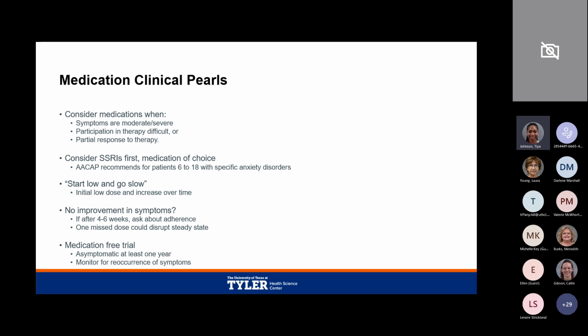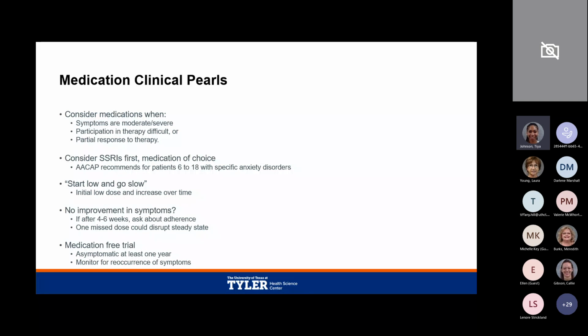Now, when it comes to medications, clinical pearls for medications, we're going to consider medications when anxiety disorder symptoms are moderate or severe, where the impairment makes participation in therapy difficult, or when there is a partial response to therapy. Just like with depression, the SSRI antidepressants are going to be our first medication of choice in treating children and adolescents with anxiety disorders.